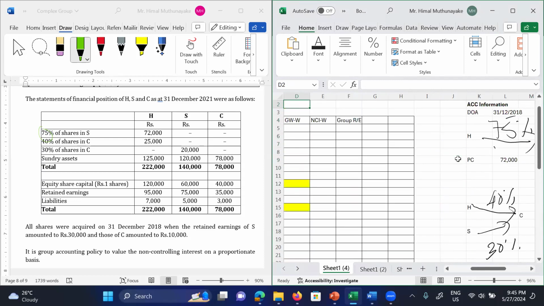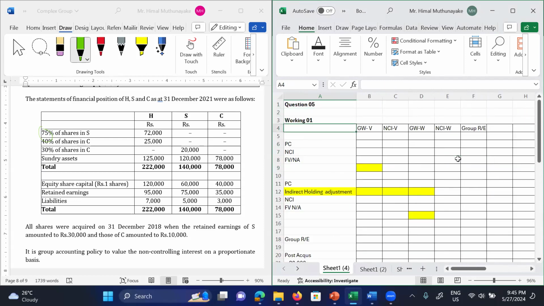So now all the information is there, so I'm now going to do the working. Working one. I'm going to calculate goodwill of S, NCI of S, goodwill of C, NCI of C, and the group return.